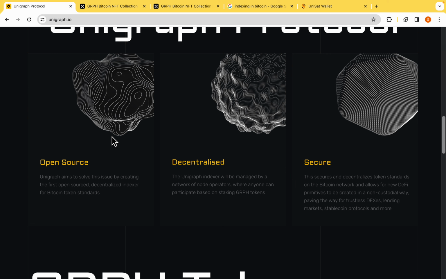Now, it is open source. The data is easily accessible by anyone. Anyone can see the data and can make changes when necessary, if allowed by the team, or can propose changes. That's why it is open source, and I've explained why it is decentralized. It is secure because it is on the Bitcoin network, and it paves way for trustless DEX, lending markets and stablecoin protocols. This is a huge utility from Unigraph Protocol.